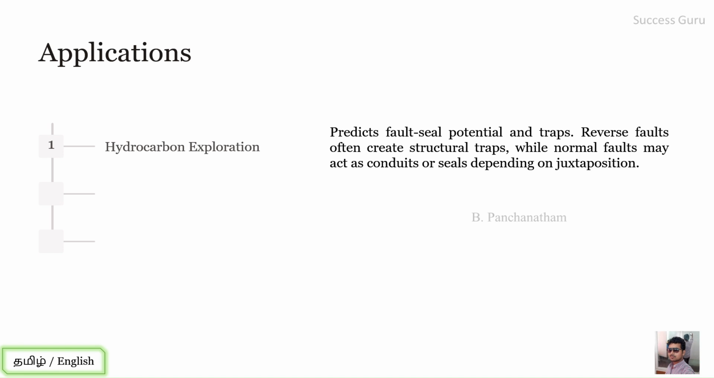In the same way, predicting fault seal potential and traps: the Anderson theory of faulting will help us to understand the presence of a particular kind of fault and its orientation. Along with that, you can expect there could be a formation of a trap for the petroleum. So for such hydrocarbon exploration, this Anderson theory of faulting could be helpful.